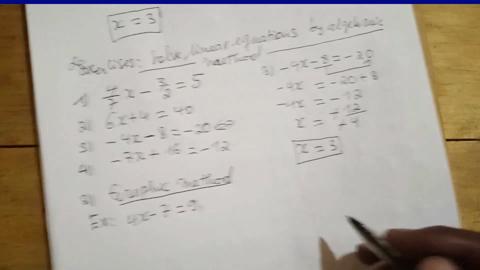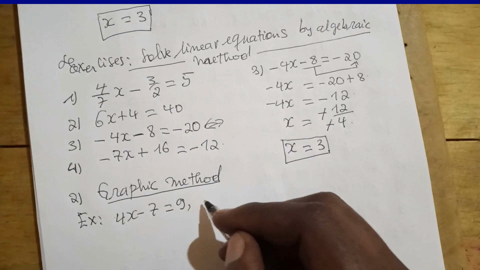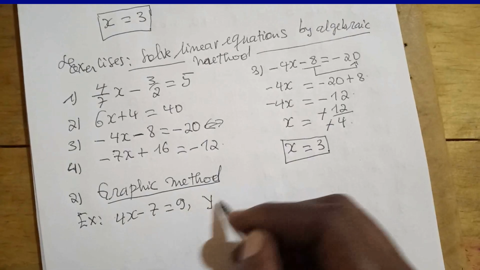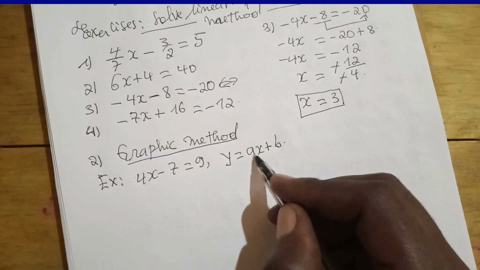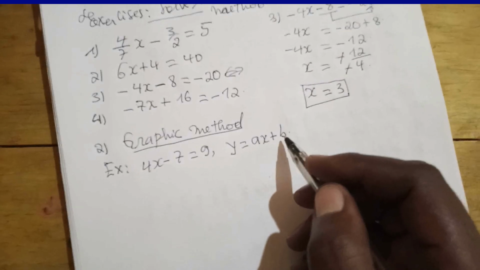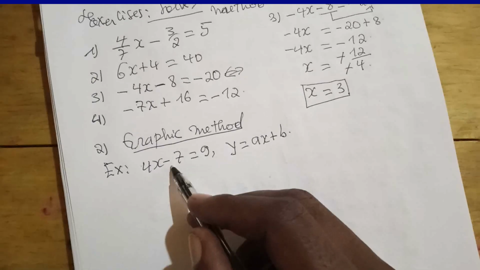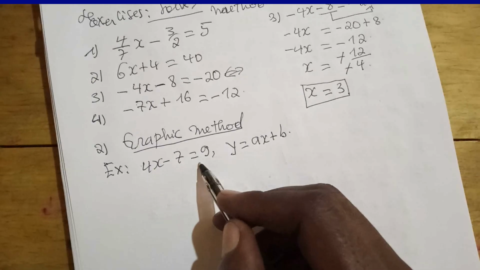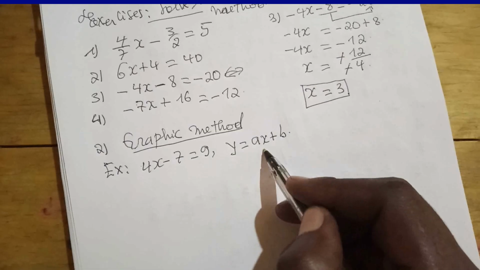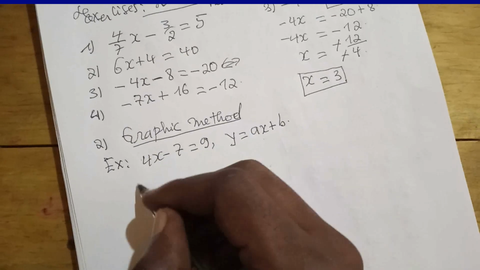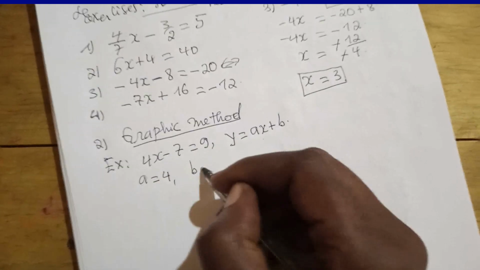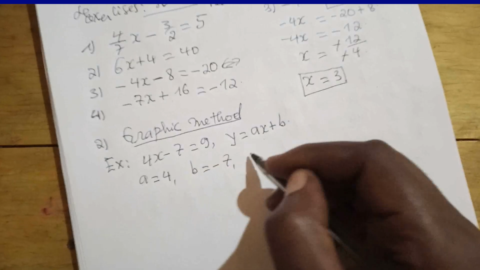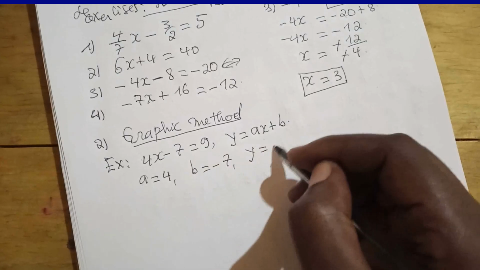Okay, let us come back. We have seen that the general form of a linear equation is y equal to ax plus b. And we have seen that a and b must be in the set of real numbers. Let us find a and b in this example. We make a comparison of this equation and this one. Here, a is equal to 4. Then b here is equal to negative 7. Then y is equal to 9.